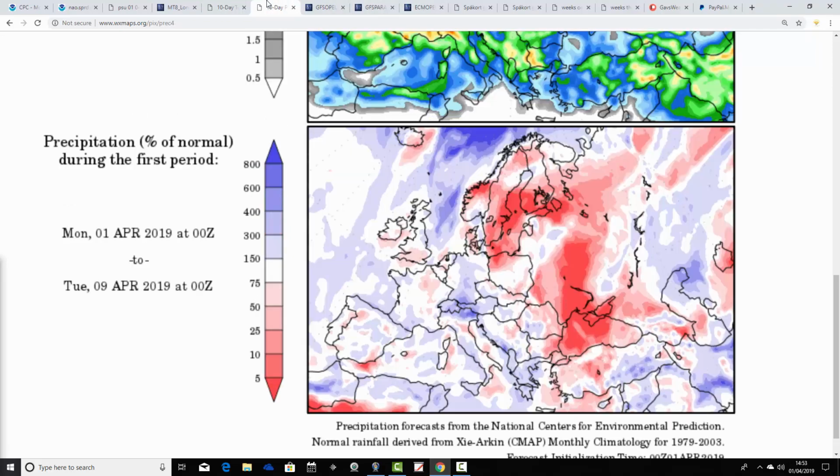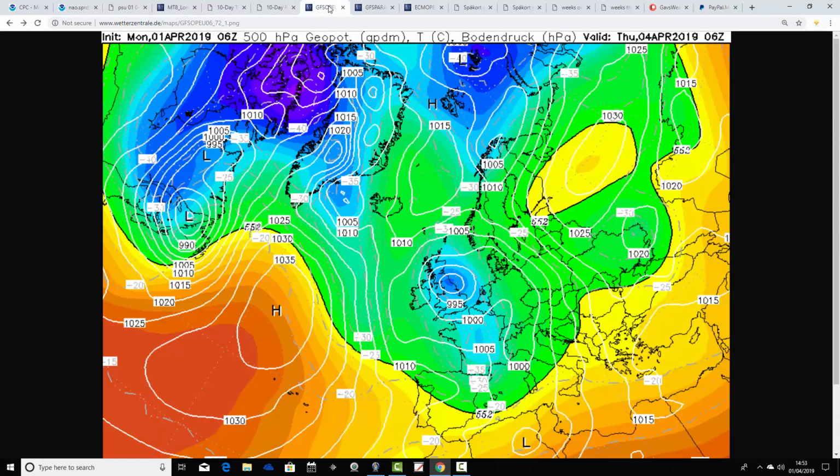Precipitation-wise, looking like this. For central and northern parts of the country, a little bit above average with precipitation. Down in the south, a little bit drier than average still. It's not a big deviation either way though, so not too far from average.